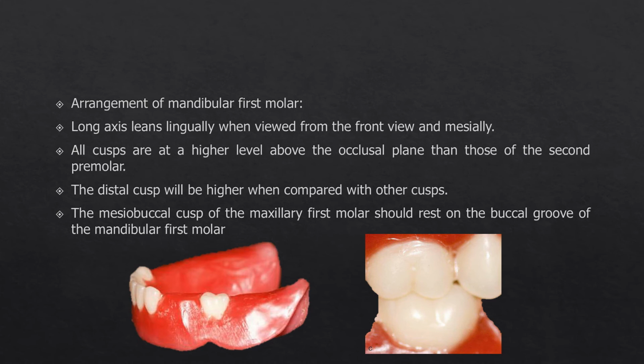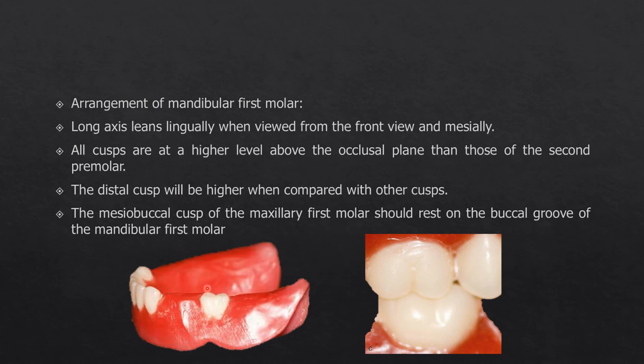After finishing the arrangement of the maxillary anterior teeth and mandibular anterior teeth, we finish the arrangement of all the maxillary posterior teeth, and then we first establish the key of occlusion with the mandibular first molar. So the mandibular first molar, the long axis is leaning slightly lingually when viewed from the front and from the side. All the cusps are at a higher level above the occlusal plane than those of the second premolar and the first premolar.